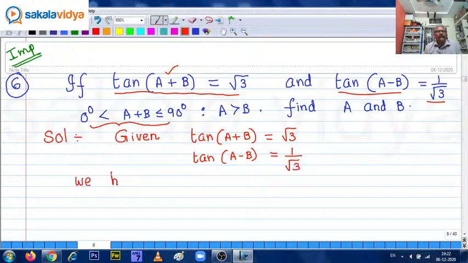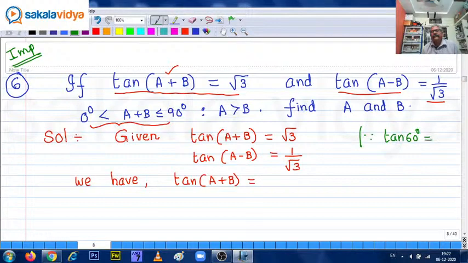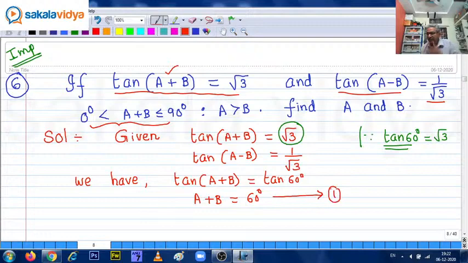We have tan of a plus b equals, so we can write, since tan 60 degrees is equal to root 3, in the place of this root 3 we can write tan 60. Tan 60 degrees. That means this a plus b must be equal to 60 degrees. So we have a plus b equals 60 degrees. Say equation 1.